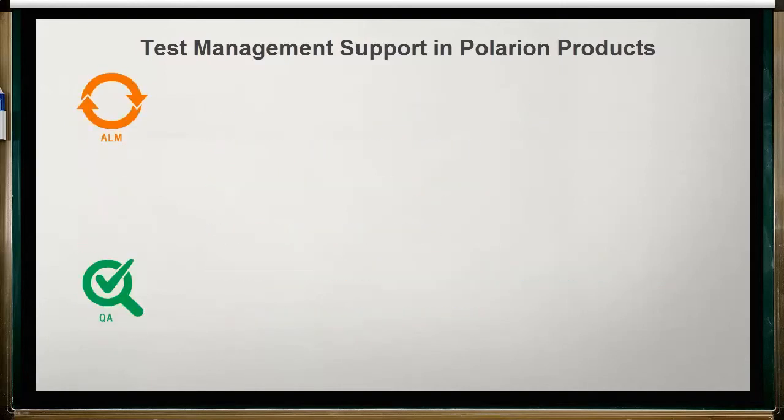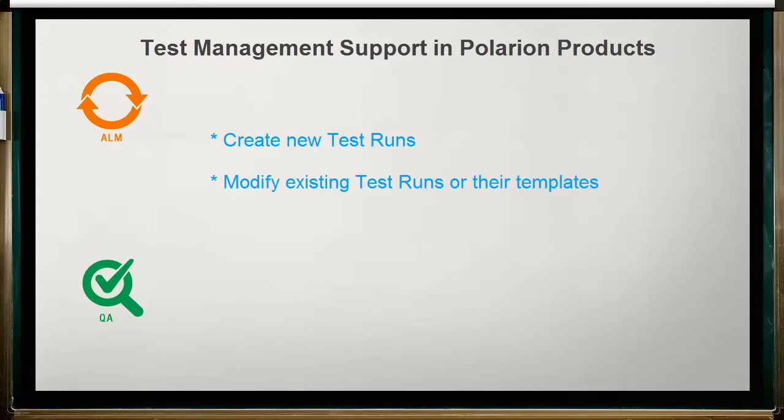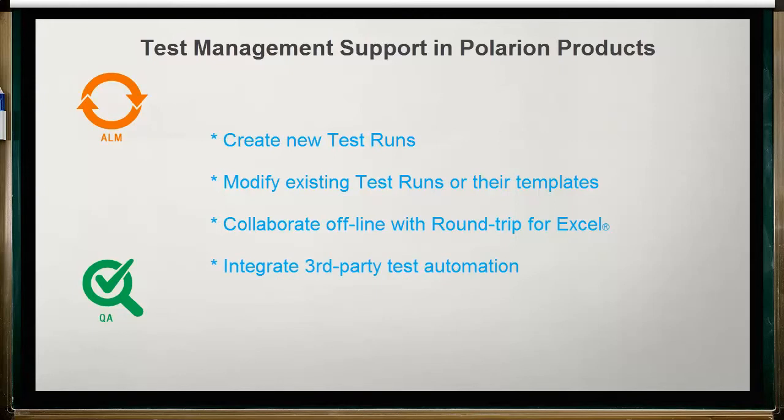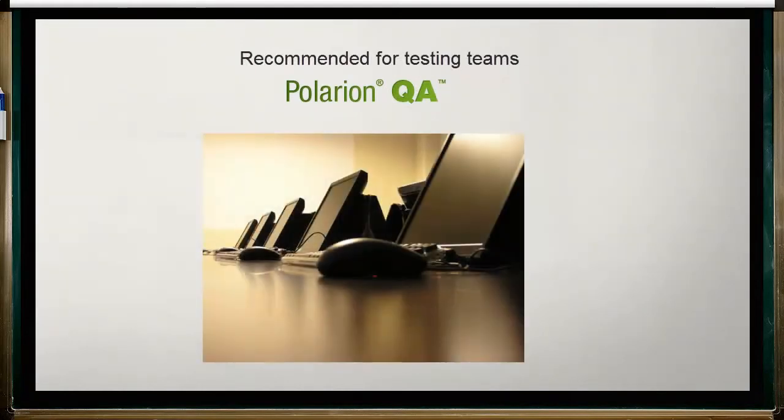Now, you would need a license for Polarion QA and/or Polarion ALM in order to create new test runs, modify existing test runs or their test run templates, use round-trip for Microsoft Excel to send test cases to offline testers and import their results back to Polarion, or to integrate third-party test automation tools. Polarion QA is probably the best choice for teams dedicated to testing and quality assurance.